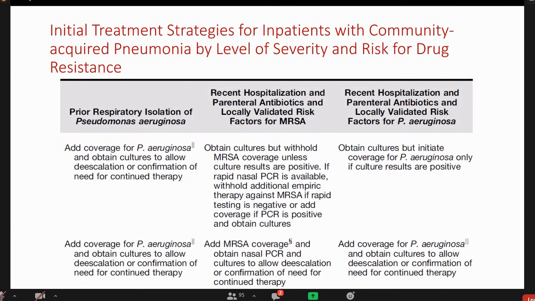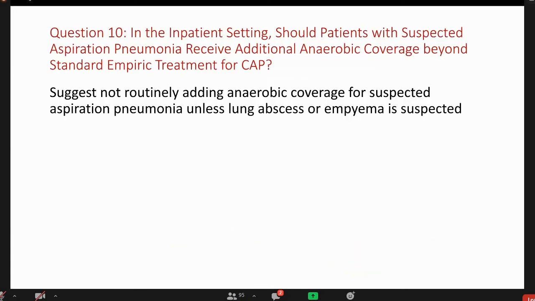All right, we go further. In the inpatient setting, should patients with suspected aspiration pneumonia receive additional anaerobic coverage beyond the standard empiric treatment for CAP? Generally, when we think of aspiration pneumonia, there is a possibility of organisms being aerobic as well as non-aerobic. So we suggest not routinely adding anaerobic coverage for suspected aspiration pneumonia unless lung abscess or empyema is suspected. For anaerobic coverage, generally metronidazole, which is commonly known as Flagyl, or clindamycin are considered.